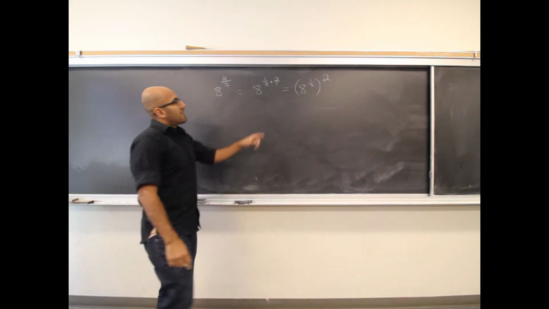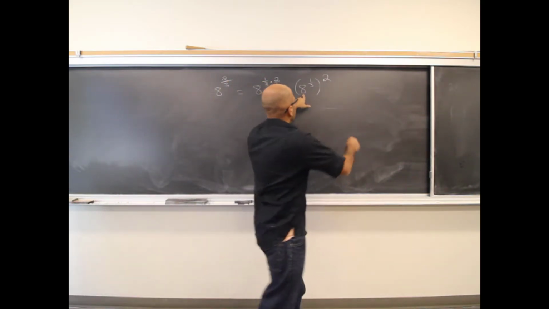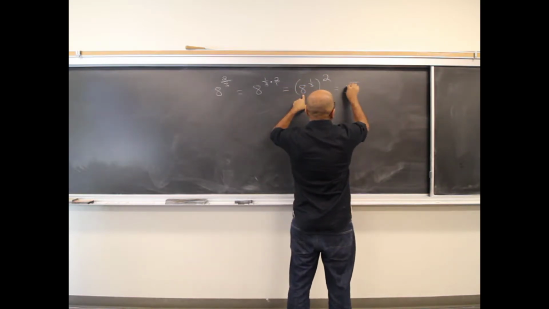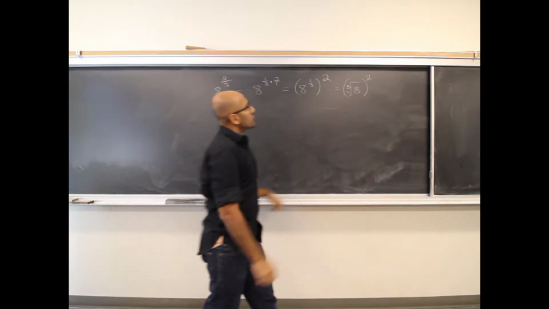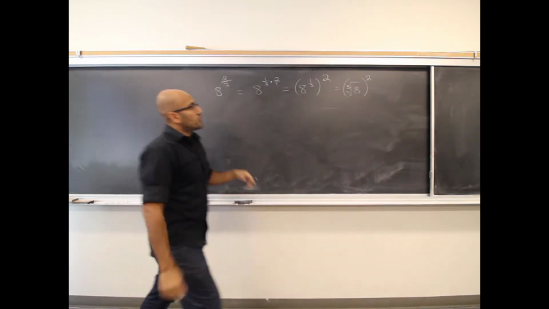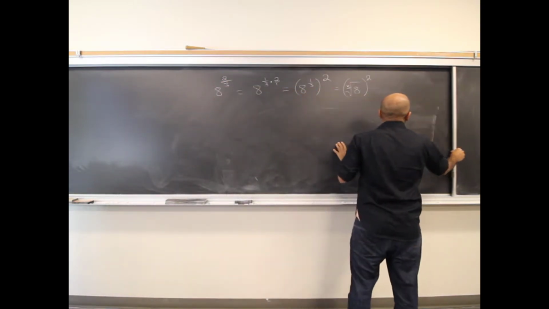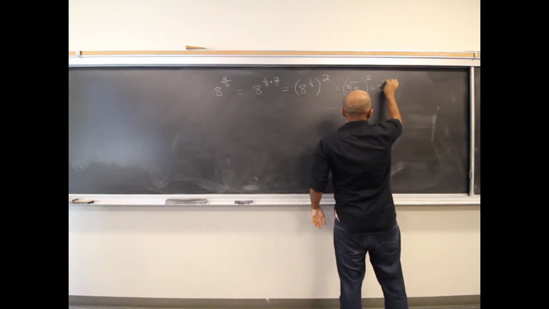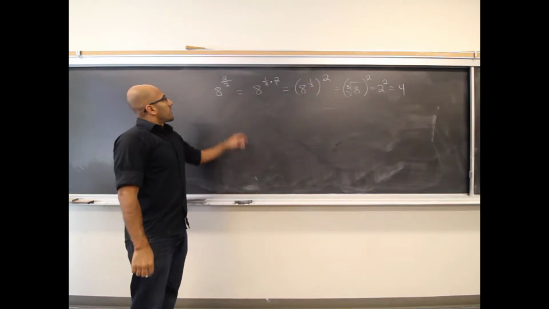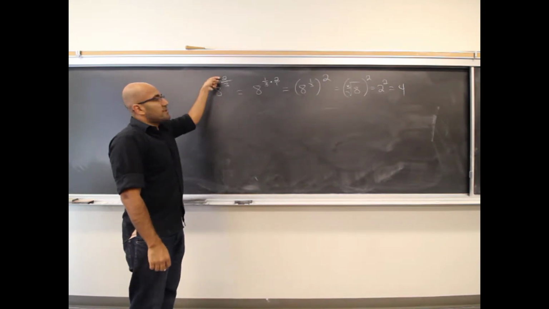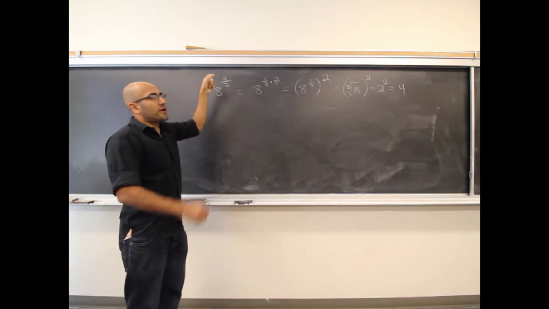And now what we have is the cube root of 8, squared. And the cube root of 8 is 2, squared. So it's going to be 2 squared, or just 4. There's our answer.